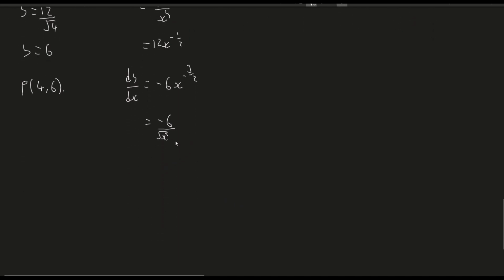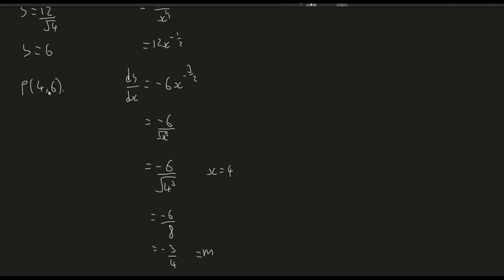So now I want to evaluate this when x equals 4. So we're going to have minus 6 over the square root of 4 cubed, that's when x equals 4. Okay, so let's see. So the square root of 4 is 2. 2 cubed is 8. So we'll have minus 6 over 8. And simplifying this fraction, we'll have minus 3 over 4 because 2 is our common factor. And that is the gradient of the line.